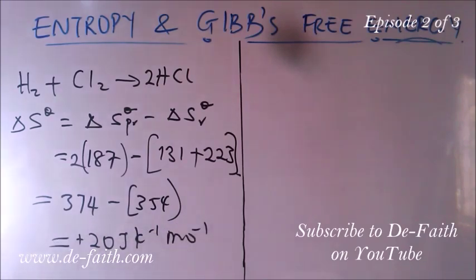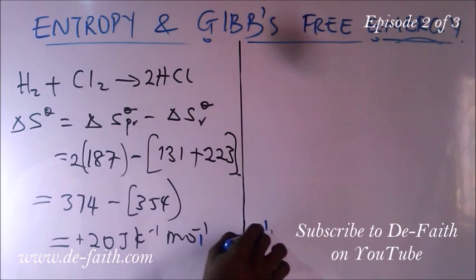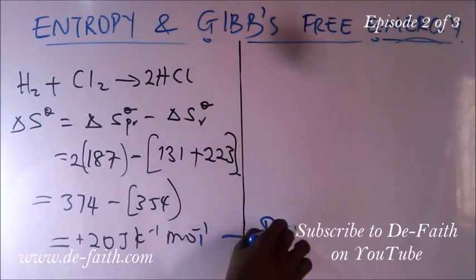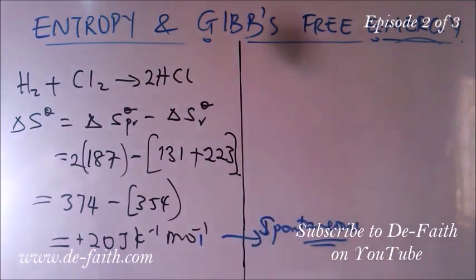Now this is a positive entropy, and a positive entropy means that there is an increase in randomness, and that means it is spontaneous. It can occur without any external agent.